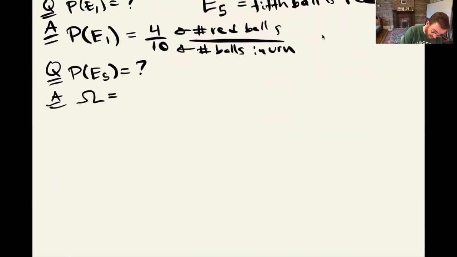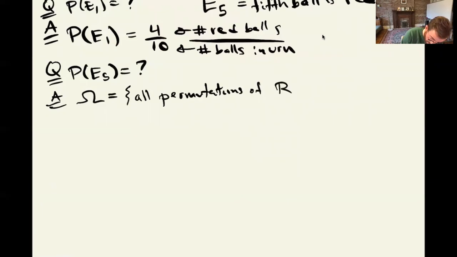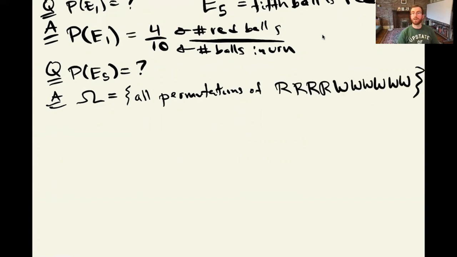All right. So one way of thinking of omega is it's the space of all possible sequences. So let me think of this as all permutations of R, R, R, R, W, W, W, W, W, W. Actually, it's red, red, red, red, white, white, white, white, white, white. Corresponding to this would be the one particular outcome where I draw all 4 red balls in a row and then all 6 white balls in a row.